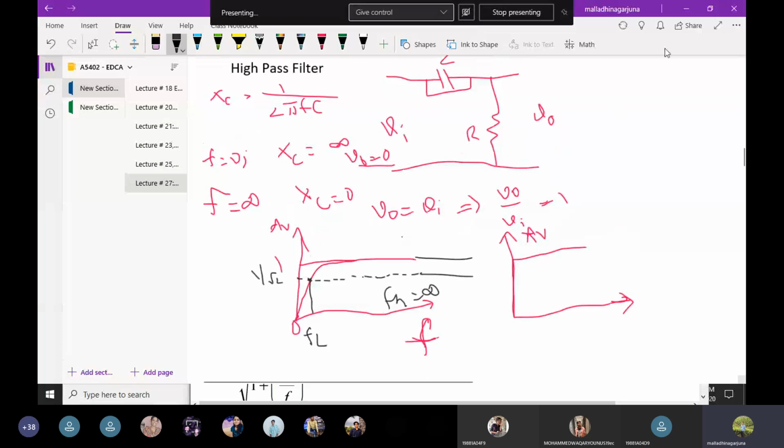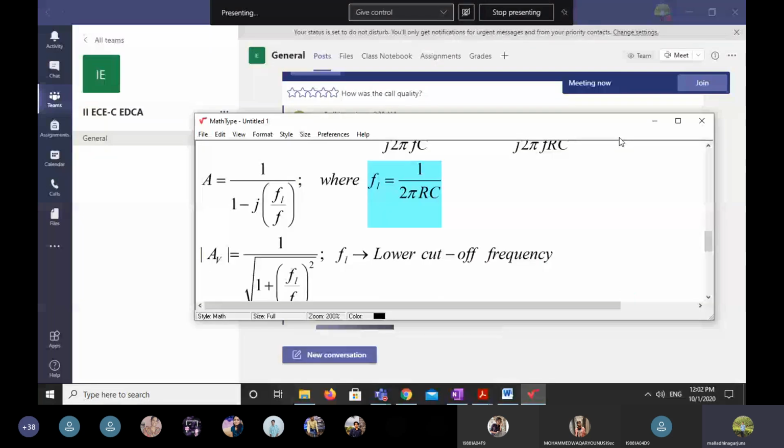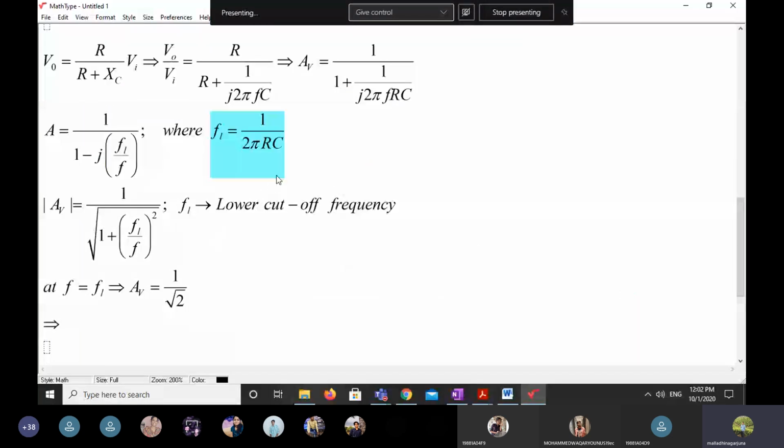Okay, so finally, this is what we call the lower cutoff frequency for a single stage. I'm taking only a single stage. Okay, so this is the formula.